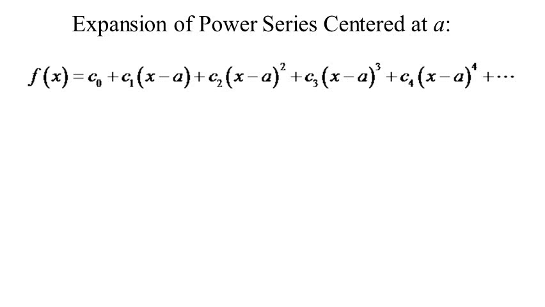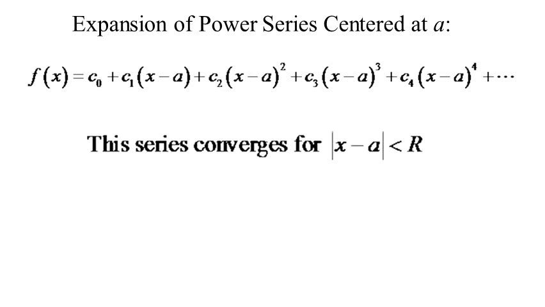Here's the general format of a power series centered at a. When we apply the ratio test, the interval of convergence is the solution to an absolute value inequality, stating that the absolute value of x minus a is less than some constant r.